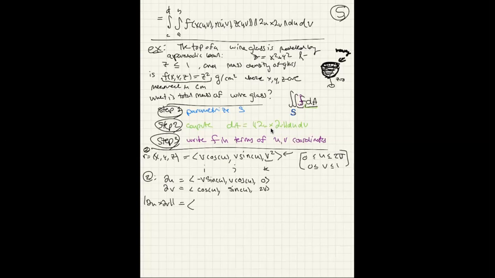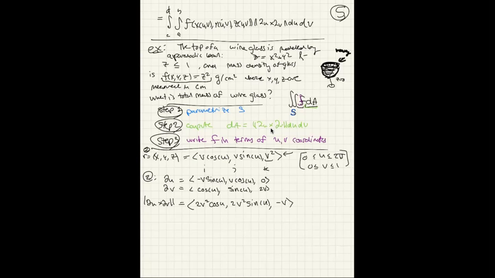Okay, so I'm doing this pretty quickly. I'm going to get 2v squared cosine u, 2v squared sine u, and then the last one is going to turn out to be negative v. And if you don't believe me right now, just take my word for it and check on your own later that this is what you get when you do that cross product.